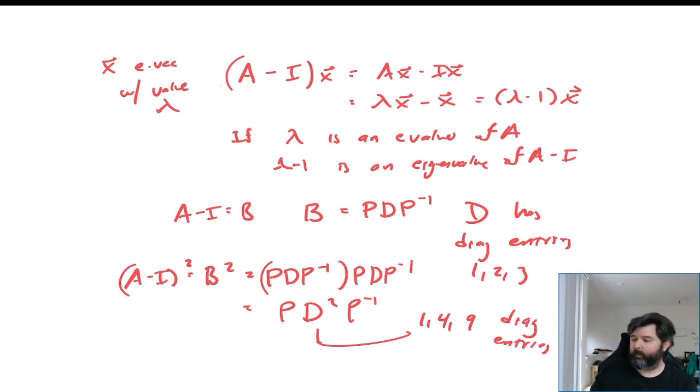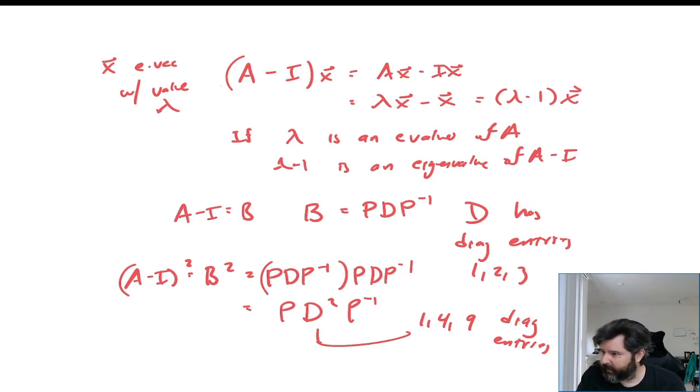Then what that means is that D squared has eigenvalues 1, 4, and 9, and A minus I squared is similar to that diagonal matrix. Well, remember, any two matrices that are similar have the same eigenvalues. So A minus I squared will have the same eigenvalues as D squared, which are 1, 4, and 9. So apologies, that took way too long for my brain to wrap around that one. But that's the gist of it. If you have any further questions on that problem, feel free to let me know.